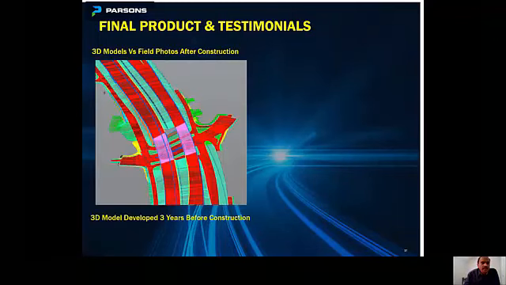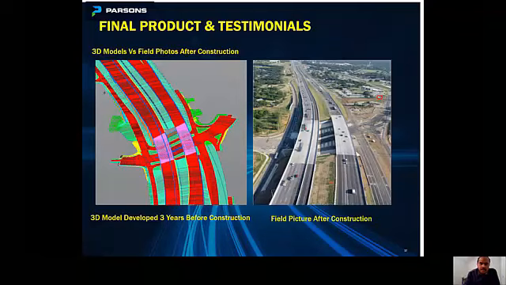These are some of the field pictures that we received. This is a model that we developed for a project here in Dallas 3 years prior to the construction, and this is how it looks after the project was constructed. This was a very severely skewed intersection with too many ADA ramps, crosswalks, and truck turning movements, and we were able to grade all these areas accurately in the 3D model, and the contractor used machine control grading on this project.